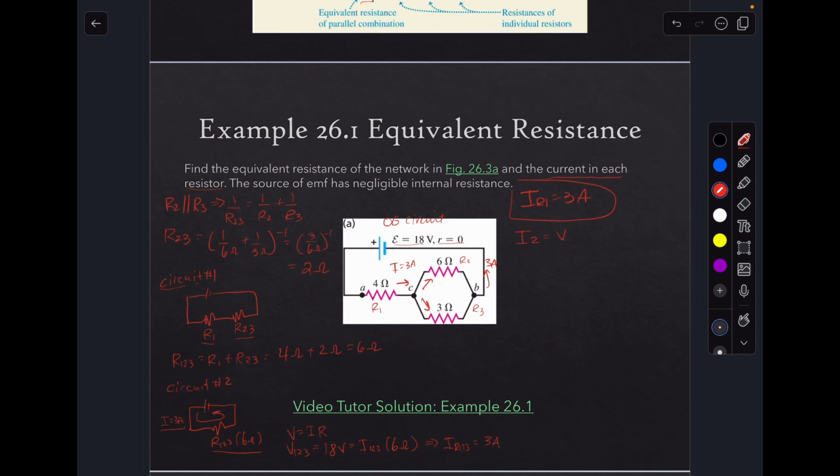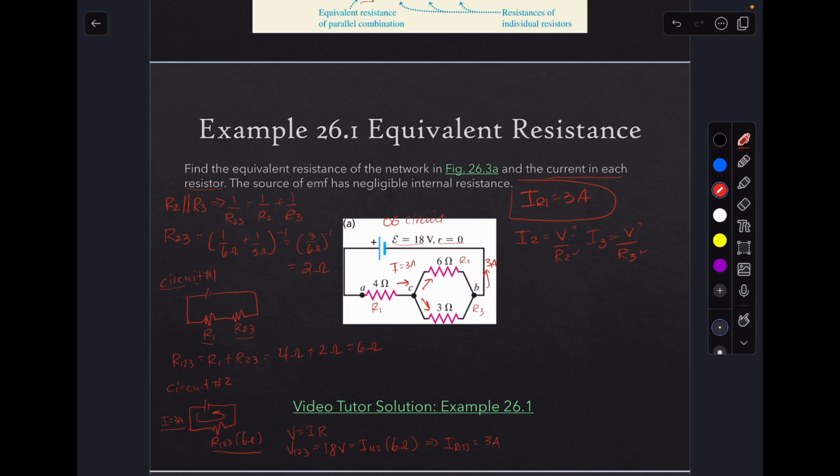I2 is equal to the voltage across R2 divided by R2. I3 is equal to the voltage across R3 divided by R3. But we don't know the voltage across R2 and R3. So we need to find that missing piece of information in order to figure out what I2 and I3 are. So let's look at our rules for potential.